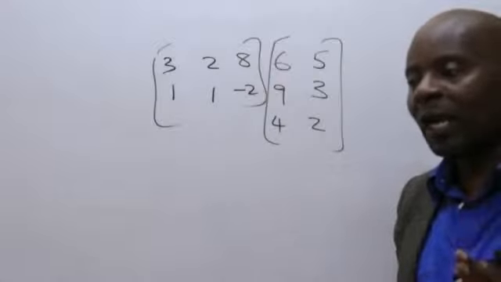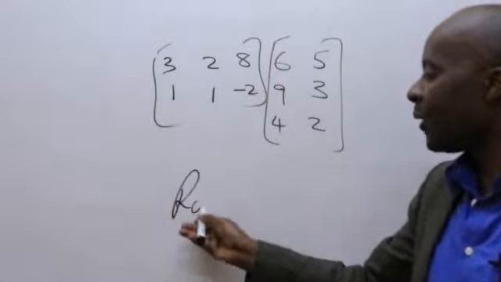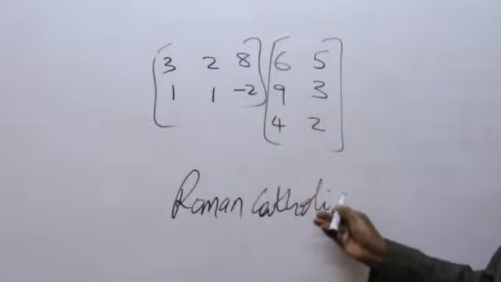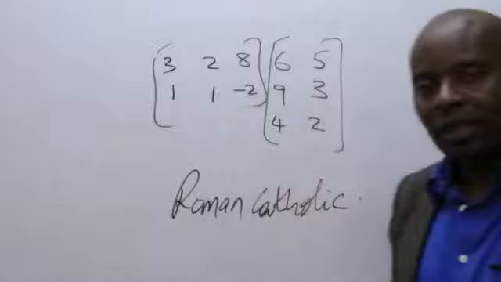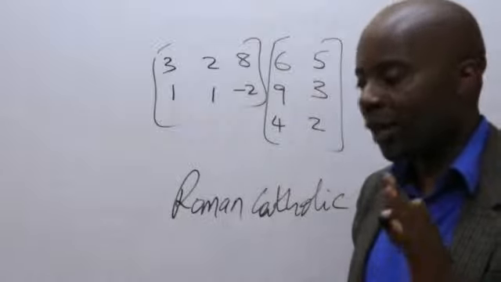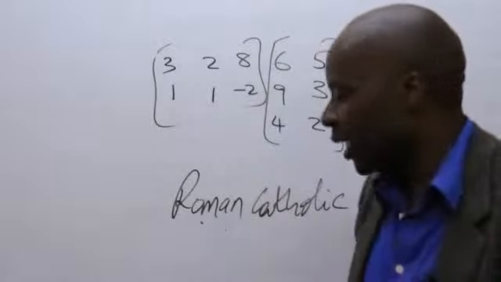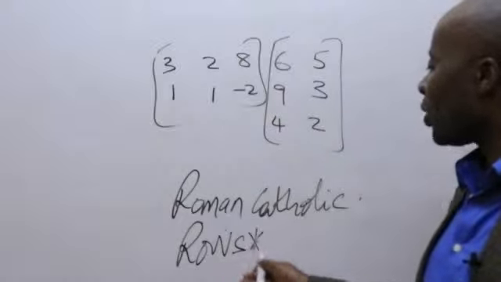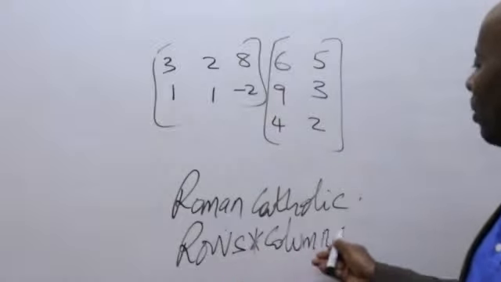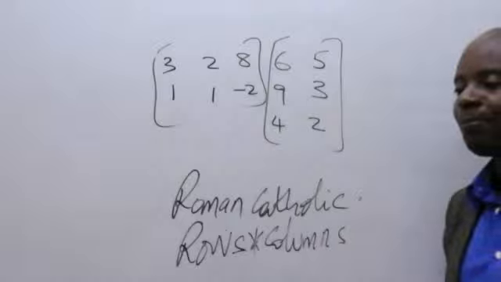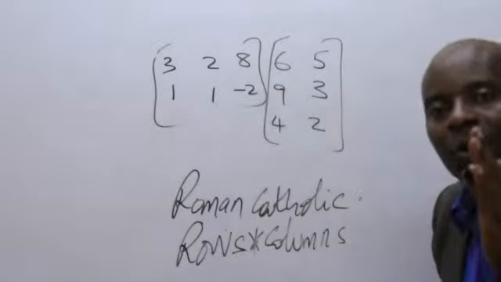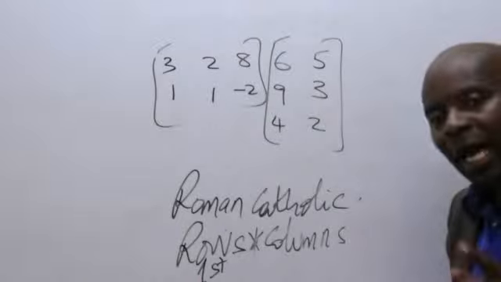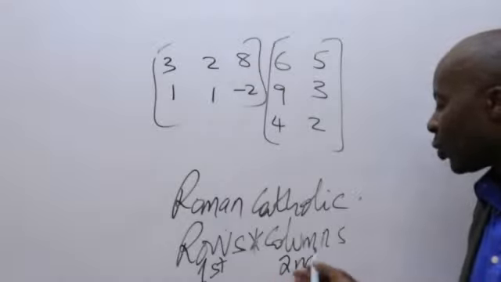And how do we multiply matrices? We'll use what we call Roman Catholic. In multiplication, we normally make use of Roman what here? Catholic. Roman for rows, Catholic for columns. So in short, we are saying that rows will be multiplying columns. To put it better, rows of the first matrix will multiply columns of the second matrix.